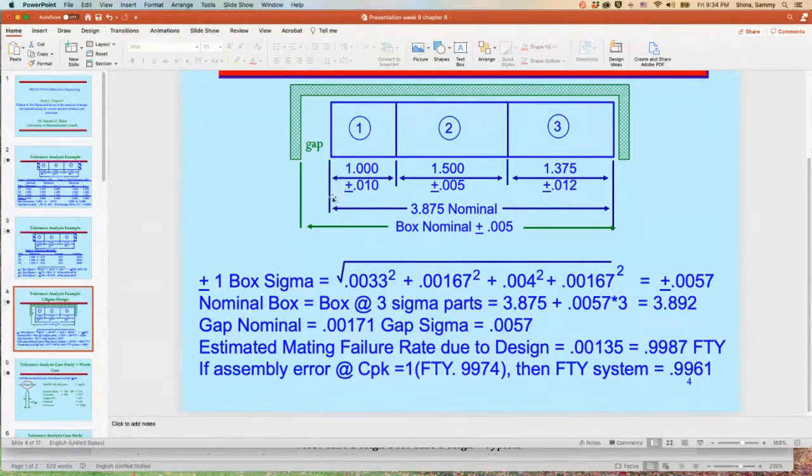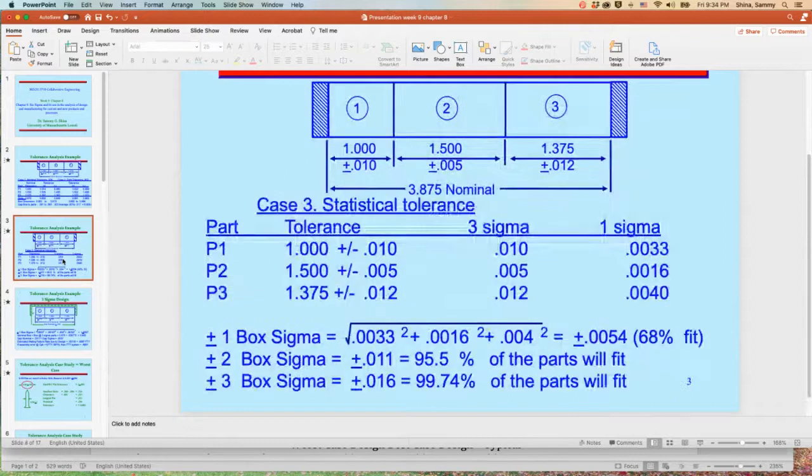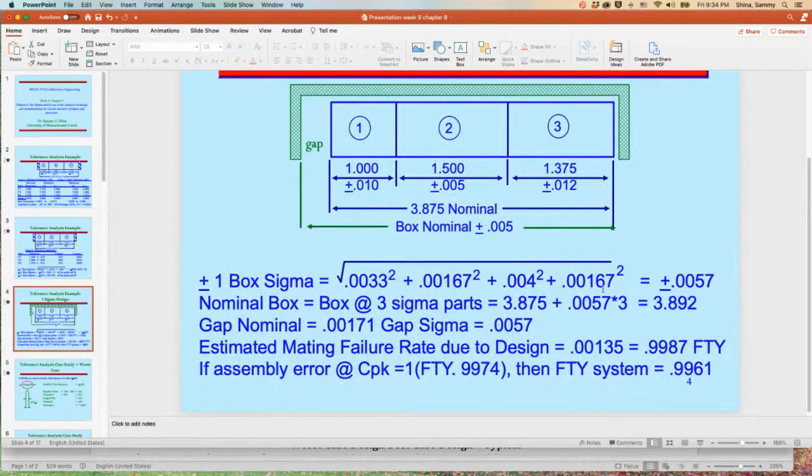In a system where we also have the sigma of the box, we're going to count all the components of the system, the 3 parts and the sigma of the box. So it comes up a little bit higher because we're adding the box. So instead of 0.054, now it's 0.057. And the nominal is the same, okay? That's the beauty about it. The nominal is the same. The only difference is the gap is 4 sigma. And we can estimate the failure rate on the Z-chart as we all know it.